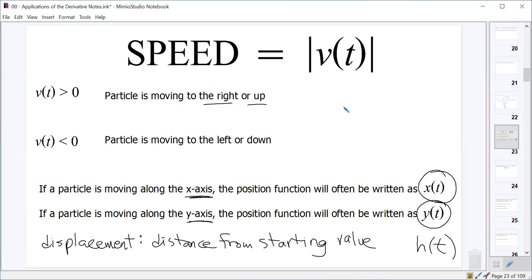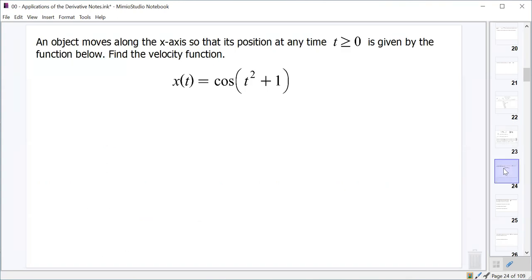So that'll be enough for us to get started with a couple of very, very easy physics problems. Here we've got an object that moves along the x-axis so that its position at any time t greater than or equal to 0 is given by the function x of t equals cosine of t squared plus 1. All we're asked to do is find the velocity function.